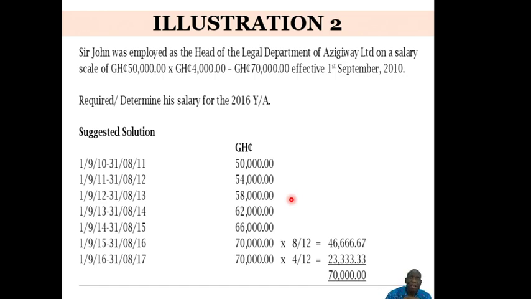Then you start from 1st September 2010 to 31st August, the first 12 months from when you were employed. The salary will be 50,000. And this will increase by 4,000 in subsequent 12 months. So you continue writing it like that by adding 4,000, 4,000, 4,000. Now remember, for the 2016 year of assessment, you are looking for 1st January 2016 to 31st December 2016. Okay?